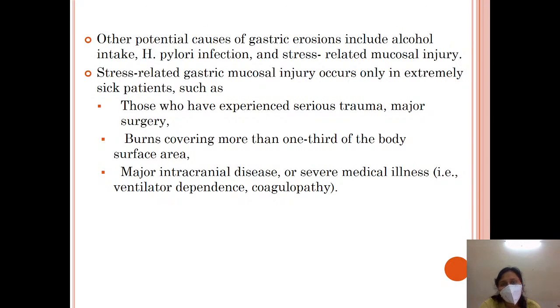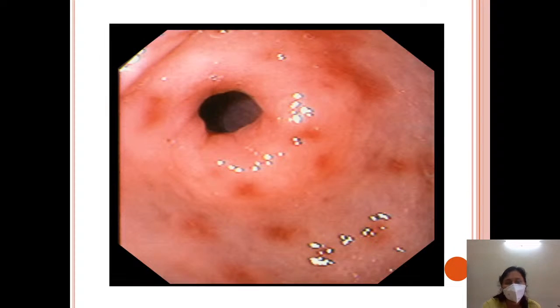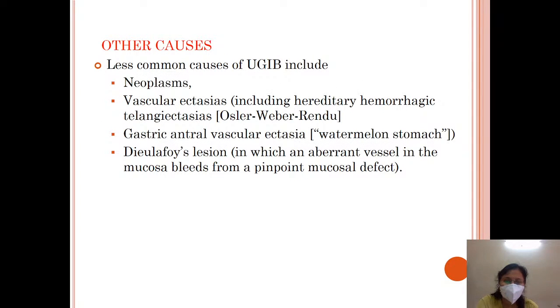Other potential causes of gastric erosions include alcohol intake, H. pylori infections, and stress-related mucosal injury. And stress-related gastric mucosal injury occurs only in extremely sick patients, such as those who have experienced serious trauma or major surgery and burns covering more than one-third of the body surface area, and major intracranial diseases or severe medical illness, that is the ventilator dependence and coagulopathies. In this, we can see erosions.